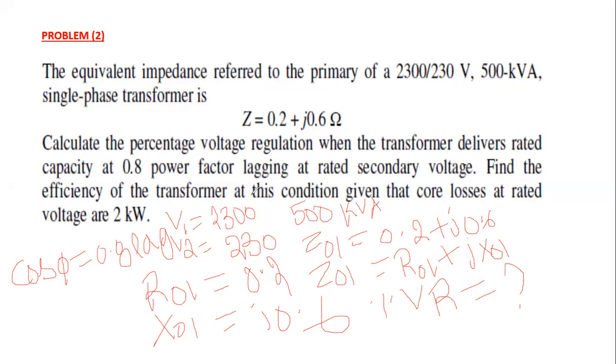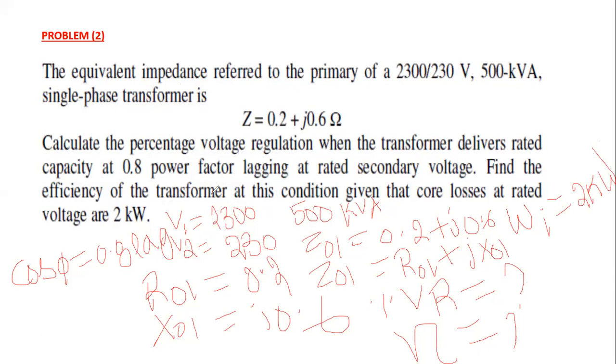Find the efficiency of a transformer. Also, we determine the efficiency of a transformer at this condition, given the core losses at the rated voltage. Core losses means the iron losses. Therefore, the core losses are equal to the iron losses, which is 2 kilowatts. That is WI.